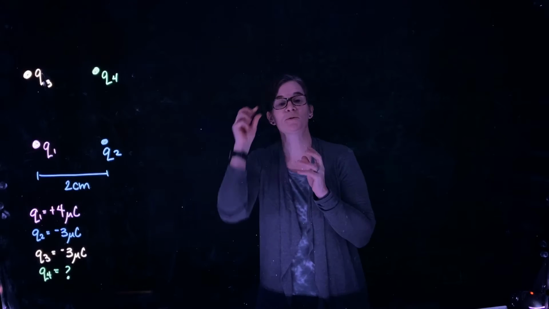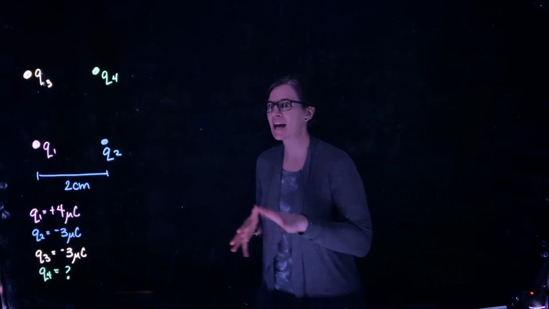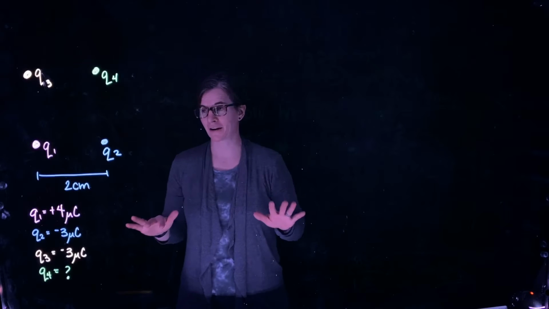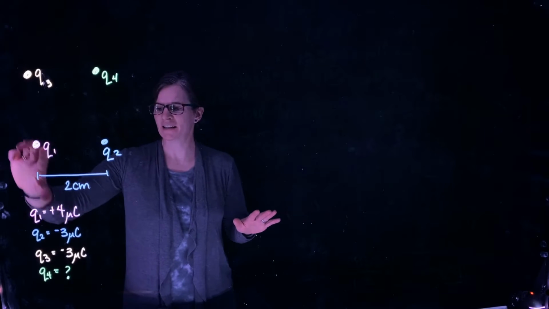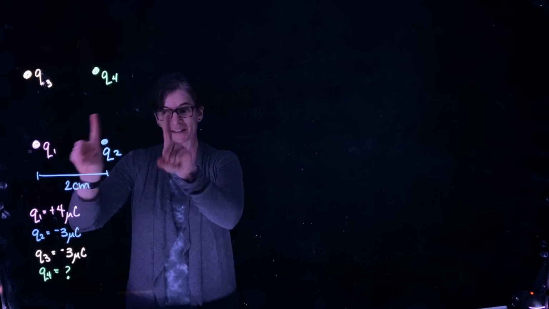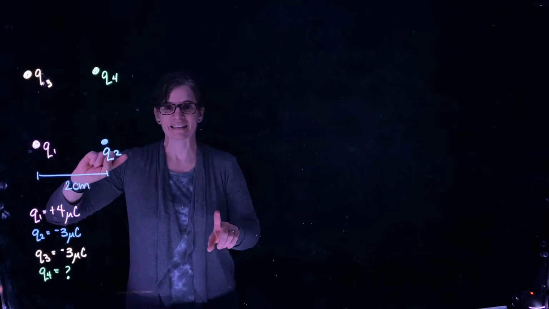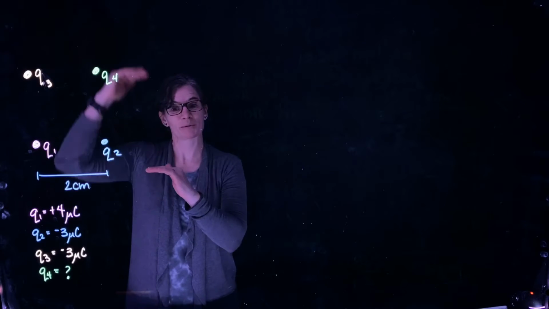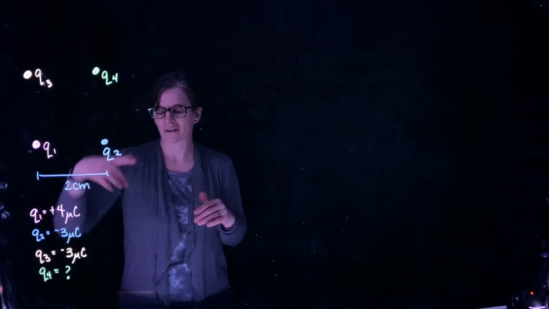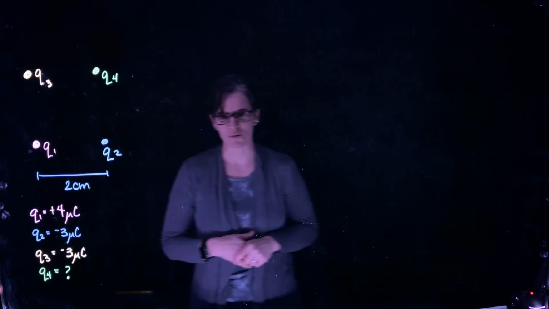Okay, we are going to look at another superposition problem of electric forces. This time they are in a grid-like format. So we have four charged particles. Q1 is 4 microcoulombs. Q2 is negative 3 microcoulombs and is 2 centimeters to the right of Q1. Q3 is negative 3 microcoulombs and is 2 centimeters above Q1. And Q4, we don't know, but it's located up and to the right of Q1.